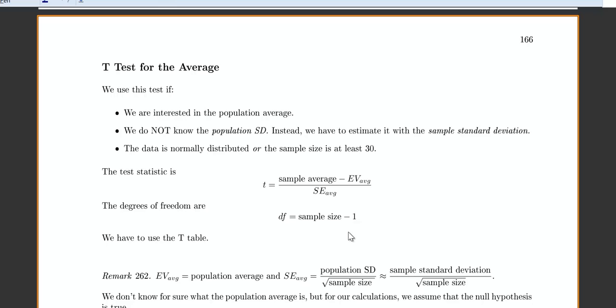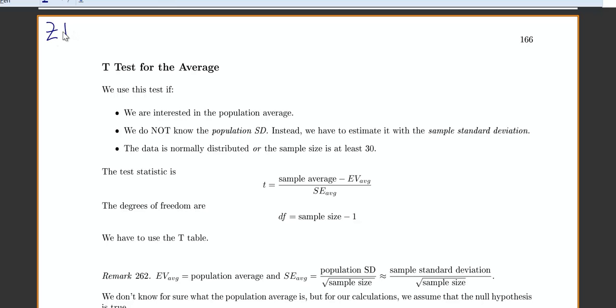Now let's talk officially about the t-test for the average. We use this test if we're interested in the population average, but we do not know the population SD. Instead, we have to estimate it with our sample standard deviation.